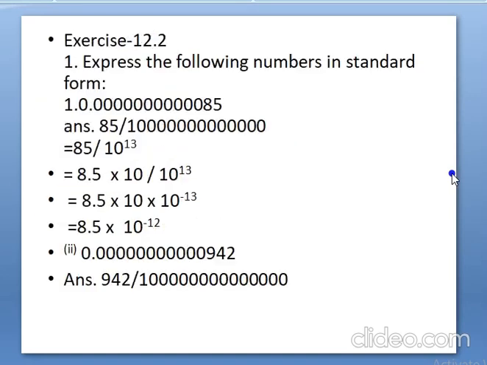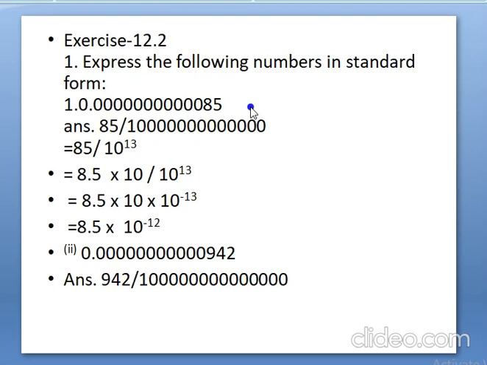Now, we will go for exercise 12.2, question number 1. Express the following numbers in standard form. So, 0.000000000085. We are having 13 zeros, so that will become 85 divided by 1 followed by 13 zeros, that will become 85 divided by 10 raised to the power 13.